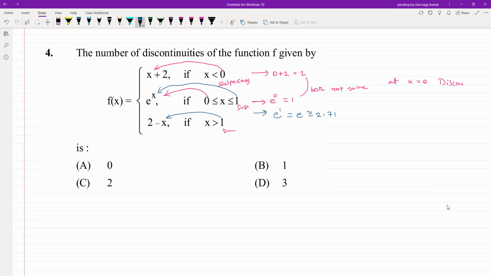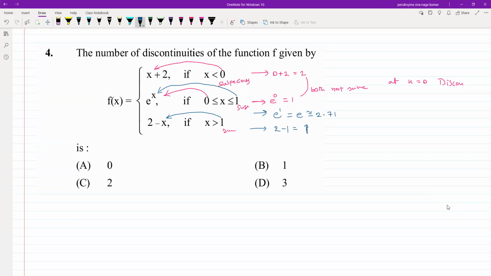The first two have 0 in common, so we will substitute 0. And in the second and third, 1 is the suspicious point, so we will substitute 1 in the respective functions. I used separate colors to indicate that, red color for 0 and blue color for 1. So 2 minus 1, I replaced the x value with 1. 2 minus 1 is 1 only.